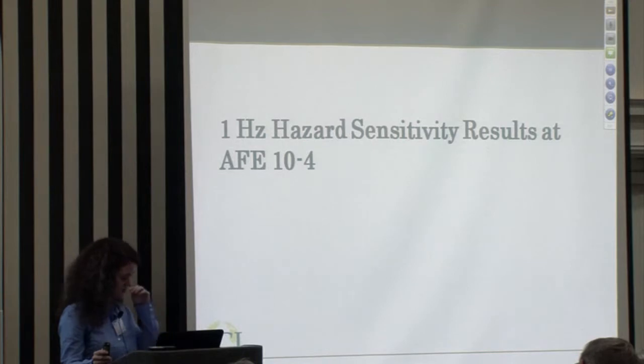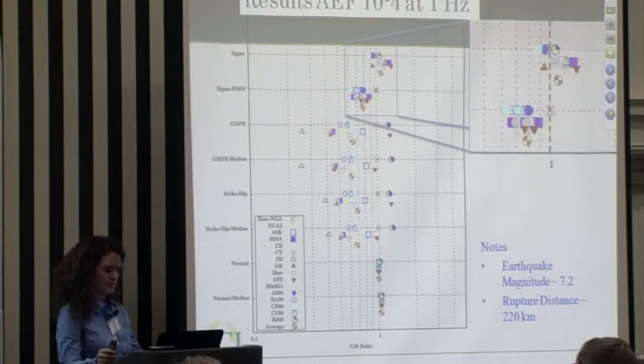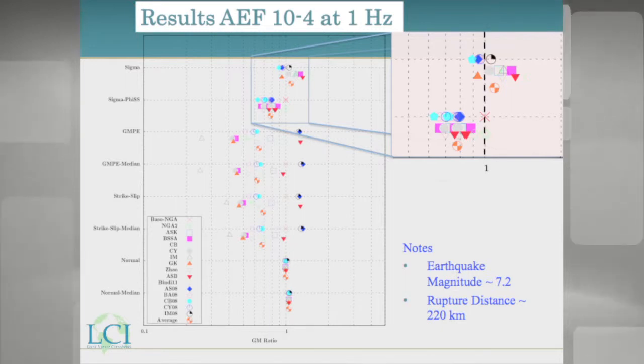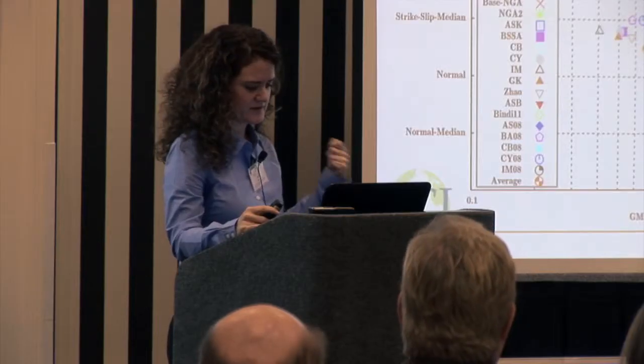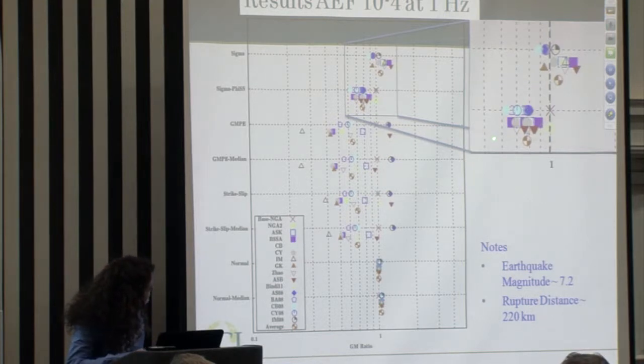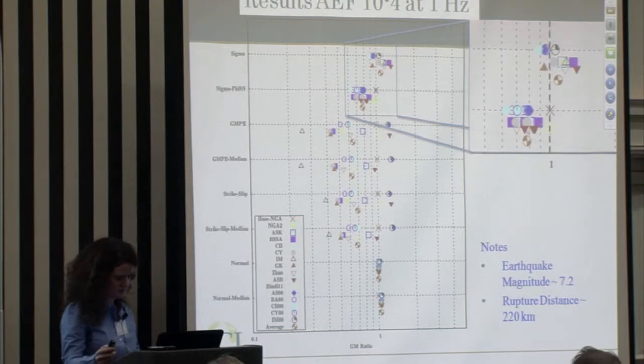Okay, now I'm shifting and I'm going to show you results just for 1 hertz at 10 to the minus 4. This is where the Sierra Pareto is the major contributor. So it's magnitude 7 at 220 kilometers. So one question is how well the GMPEs are constrained out at that distance. Nick talked a little bit about that. And you can see that there's a relatively decent agreement with the 2013 models, but it's greater than the 2008 models.